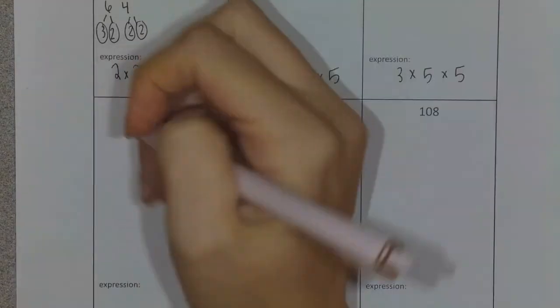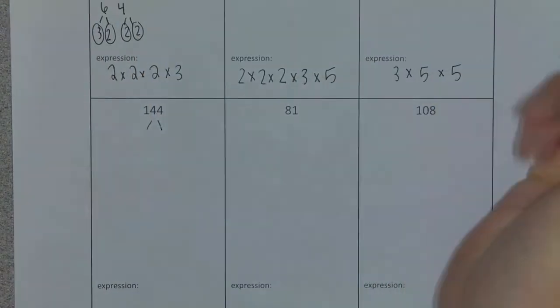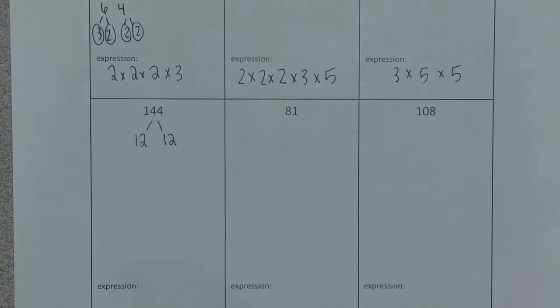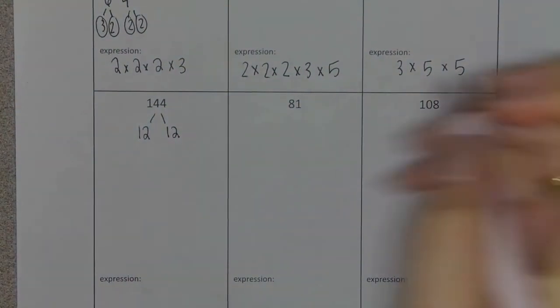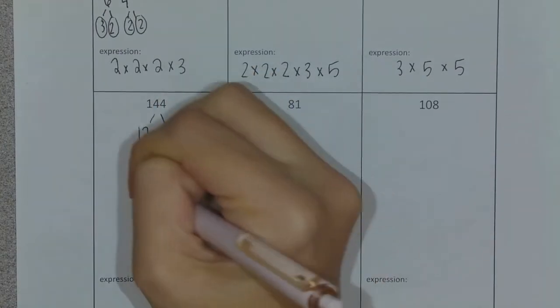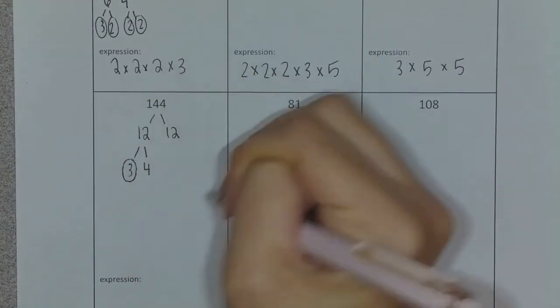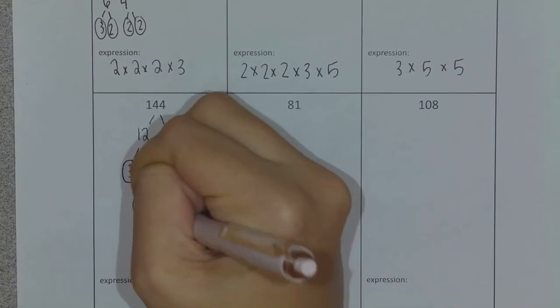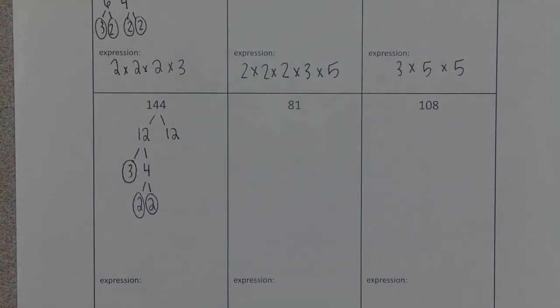Okay, let's go to 144. So I know that 144 I can break down into 12 and 12. 12 is a composite number, so I can break it down even further into 3 and 4. 3 is a prime number, but 4 is a composite, so I can break it down into 2 and 2. 2 is a prime number, so I'm going to circle both of those.